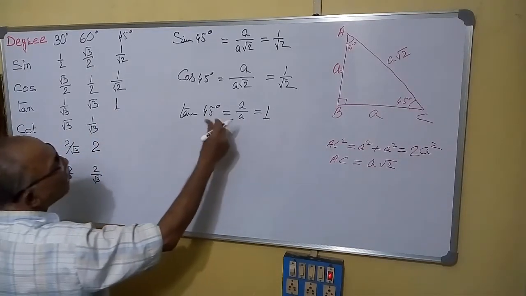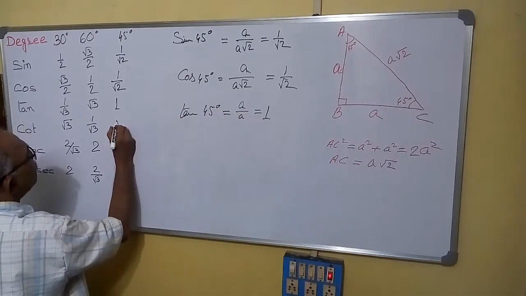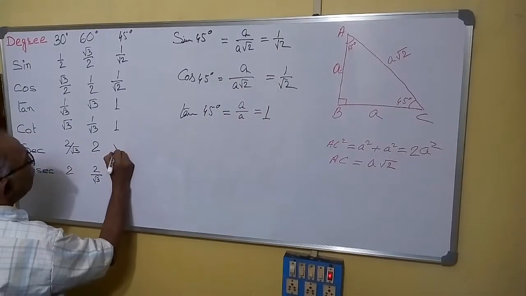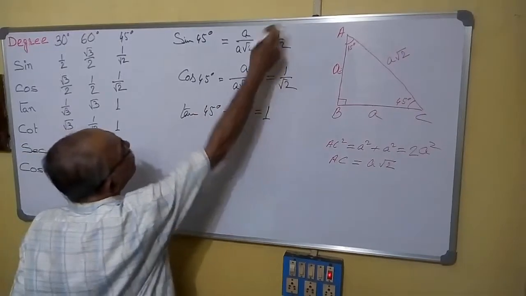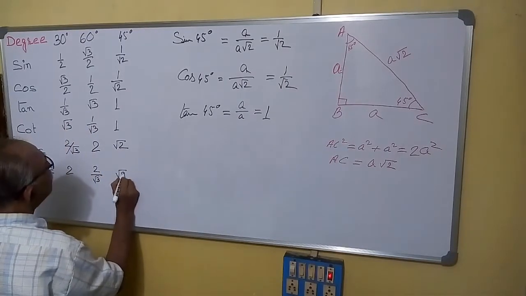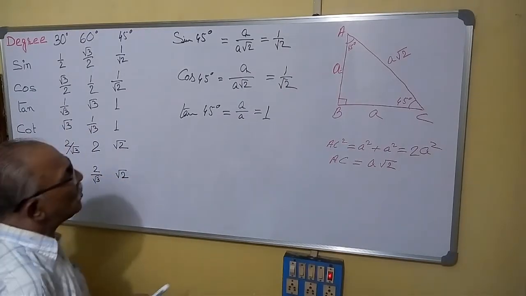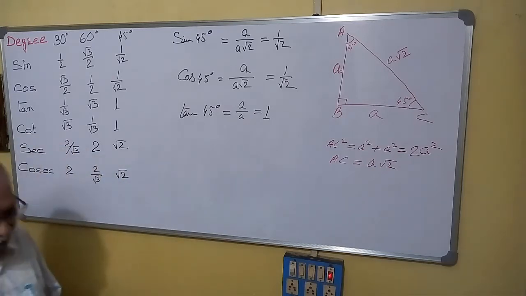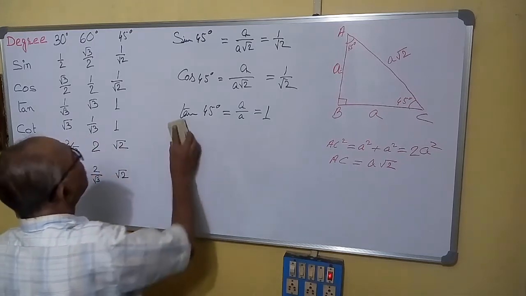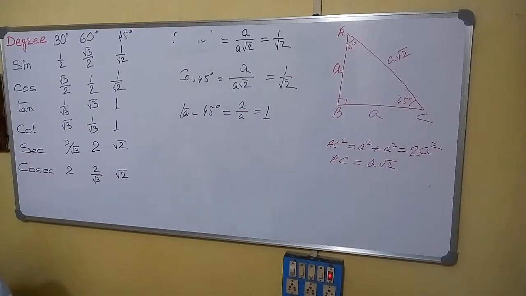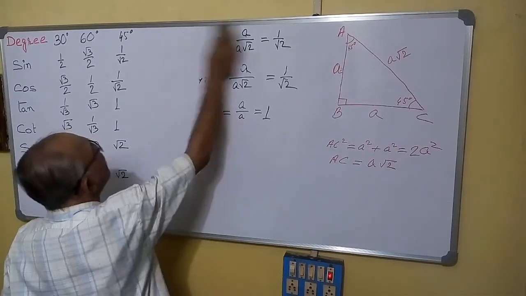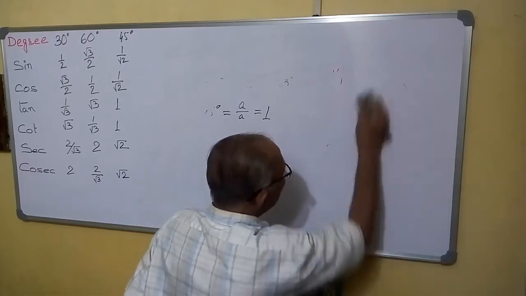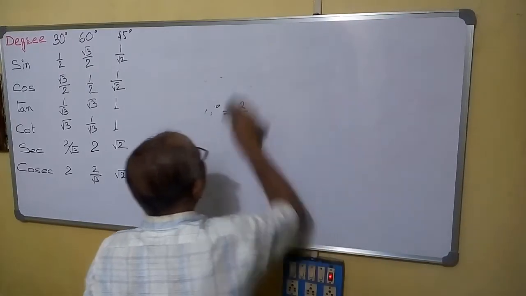As you know, cot is opposite of this one, so it will also be 1. Sec is opposite of this one, so it will be root 2. Cosec is opposite of this one, it will also be root 2. So in this way, we can find all the angles of 45 degree. Now we have calculated 30, 60 and 45 degree. Next I will show you another two angles, 0 degree and 90 degree.